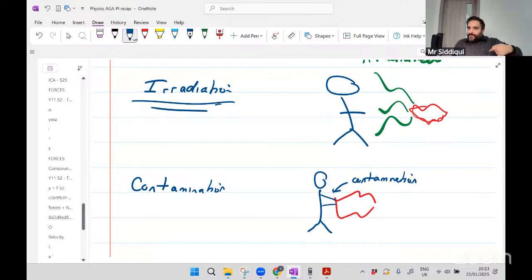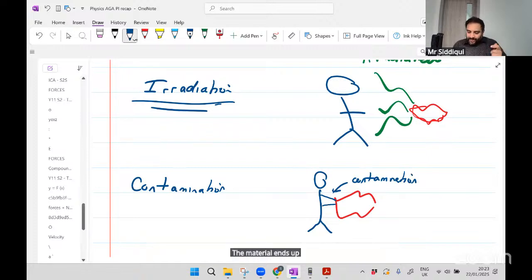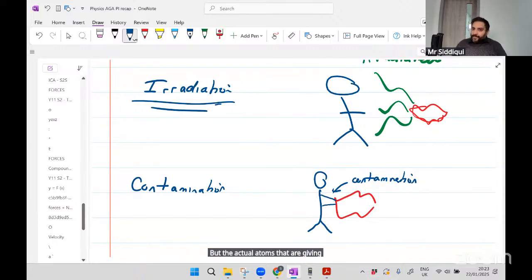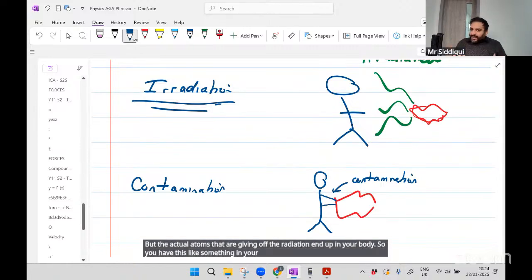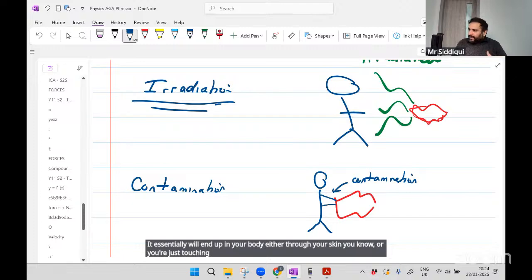And the natural progression from that is that the material ends up in your body. That's the crucial thing, not the radiation itself, but obviously that does as well. The actual atoms that are giving off the radiation end up in your body. As soon as you get something on your hands, it essentially will end up in your body, either through your skin, or you touching your face or eating food or whatever. And so it ends up in your body.